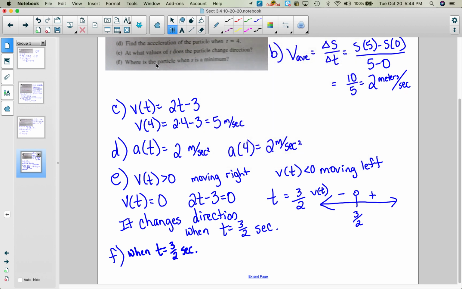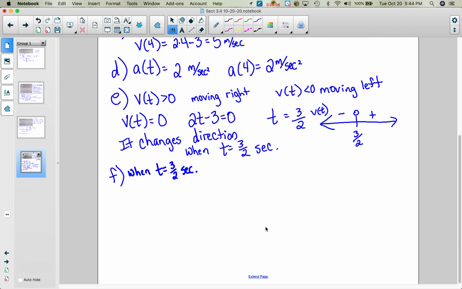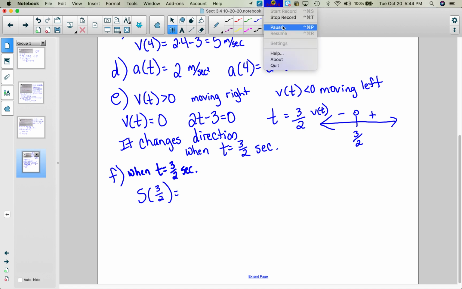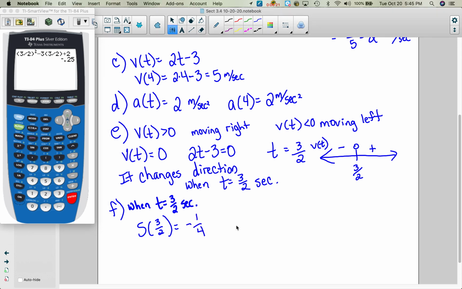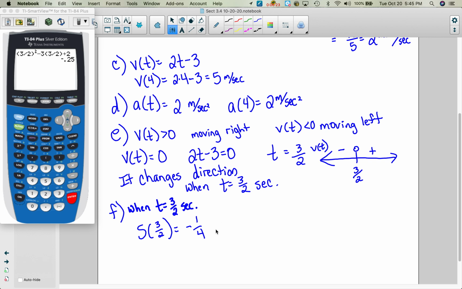But that's not what it said. It says, where is the particle when it's a minimum? Well, that's when there's a minimum. So we just now have to evaluate S of 3/2. So when I plug it in, I get -1/4, and that would be meters. So that is the position.